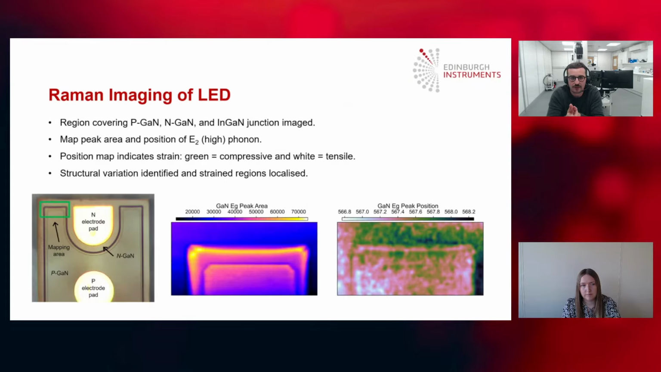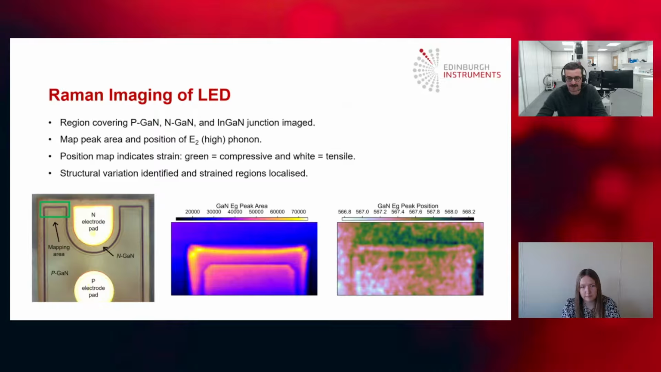In this slide, we're specifically looking at Raman mapping across the LED structure. We track both the peak position and the area under the curve of the E2 high phonon mode, and we can build up a detailed picture of the strain distribution and the structure. So what you're seeing is essentially a structural map of the LED. The color scale highlights compressive strain regions in green and tensile regions in white. So it's a measure of how the crystal lattice is being stretched or squeezed at different points on the device. This is very important for LEDs.